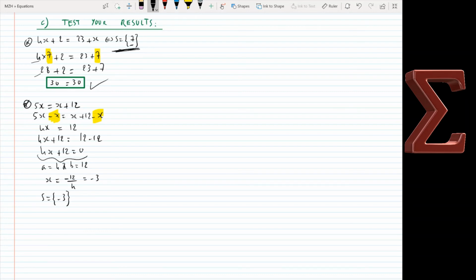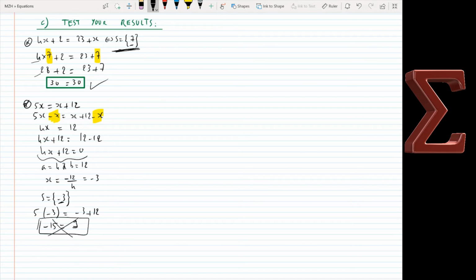However, as I said, the third rule is to always check your results. All right, I'm confident that I haven't made any mistakes in here, but okay, let's go through this rule and let's check. Right, 5 times minus 3 is equal to minus 3 plus 12. I keep developing both sides. Minus 15 is, well, 9. So this gives me minus 15 equals 9, which is obviously not correct.